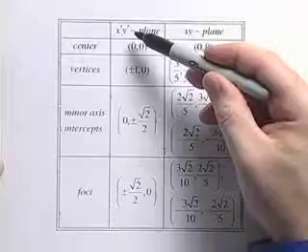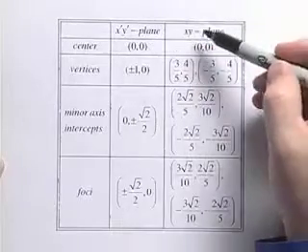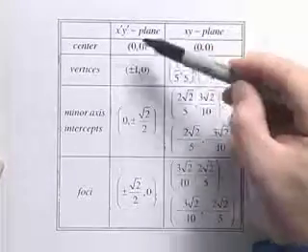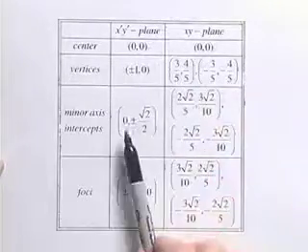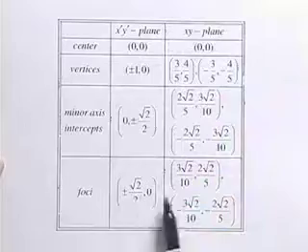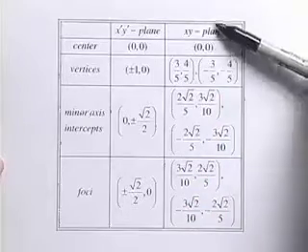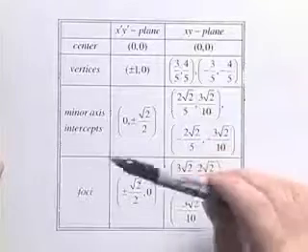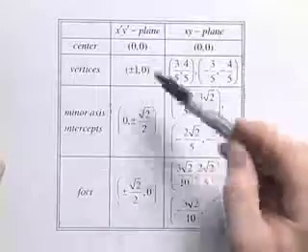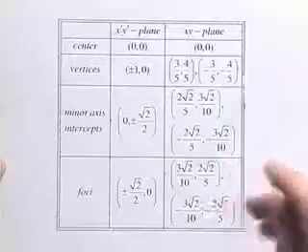We've got our x prime, y prime plane, and then the xy plane. So our center is at 0, 0 in both cases. You can see how the vertices are different, the intercepts are different, and the foci are different. We've rotated from the xy plane to the x prime, y prime plane. We're going to use this information to sketch a graph now.